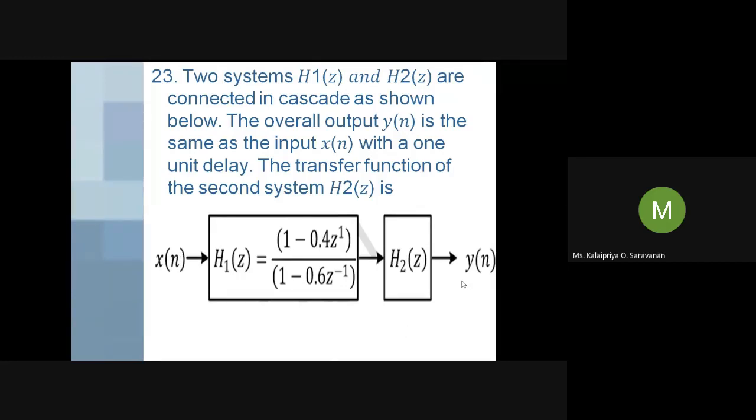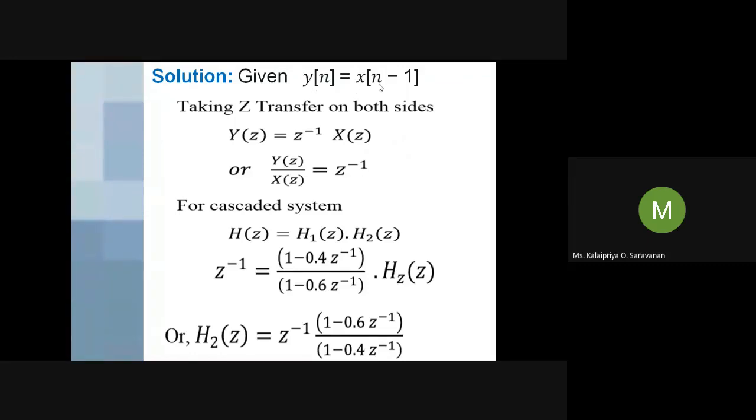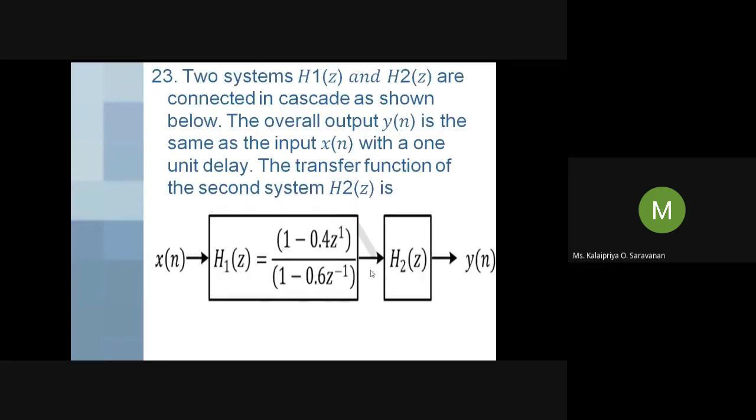So how can we write the output? Y of n is equal to X of n minus 1. X of n is your given input, so delay it by 1 unit and you get X of n minus 1. The point is very simple here. Yesterday when we discussed one such problem for a cascaded system, I told you that for a cascaded system, your overall H of Z will be H1 of Z into H2 of Z. Your overall transfer function of the system would be H1 of Z into H2 of Z. So we will make use of this expression to calculate H2 of Z.